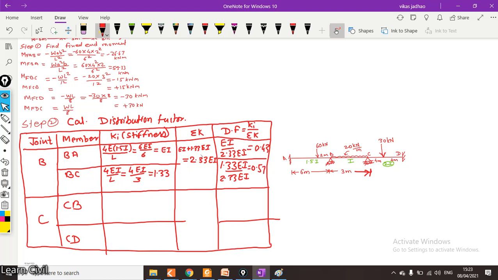Similarly, now we have to calculate the distribution factor for the members meeting at joint C. The members meeting at joint C are CB and CD. The stiffness for CB will be again 4EI upon L, and the moment of inertia for CB is I. With L equal to 3, it is 4 by 3 EI, which is equal to 1.33 EI.